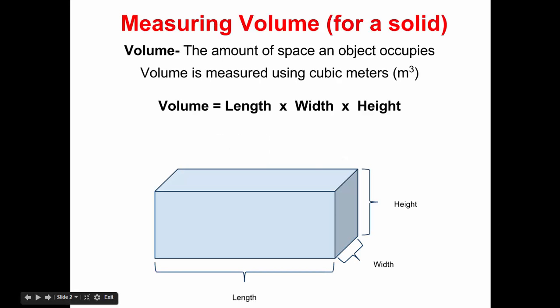So when we're measuring volume, most likely you've done this in math class. If it's a regularly shaped object, so a solid, you're going to be using the formula length times width times height. And our definition for volume is the amount of space that an object occupies. And again, we're using the metric system, and so volume is measured using cubic meters, or meters cubed. You can see it right here. We use that superscript for the cube. We take our length times our width times our height.